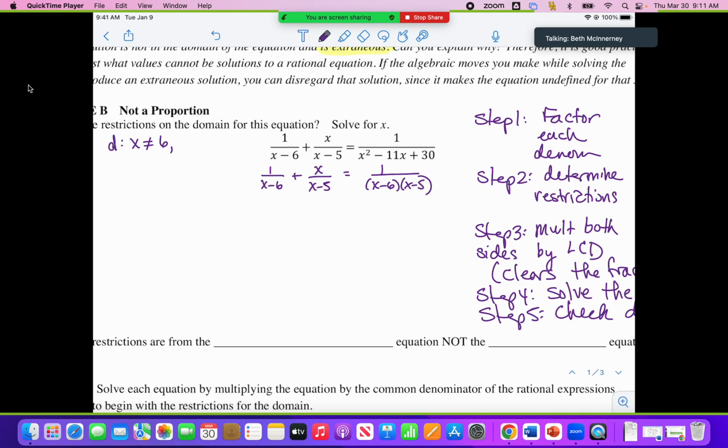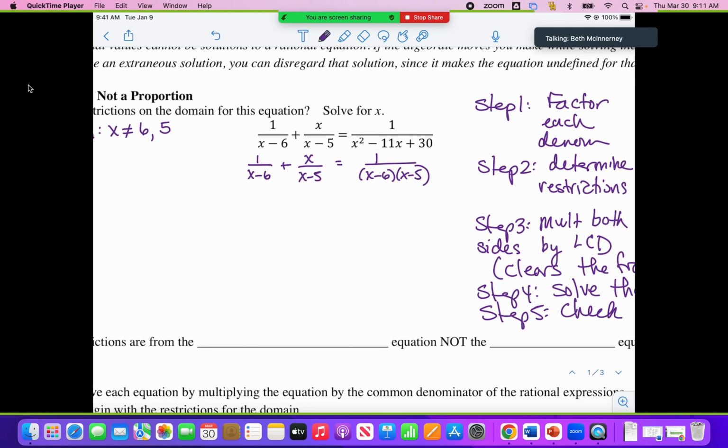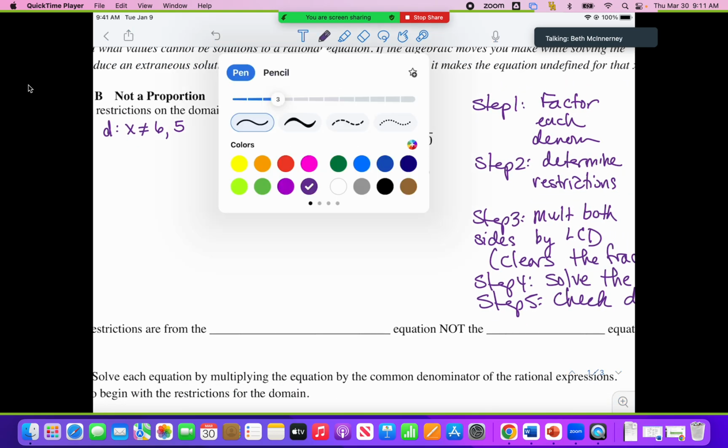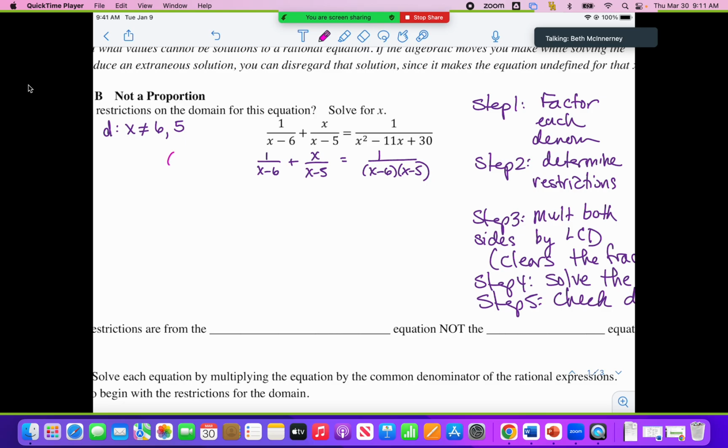All right, then Liam, what's the other x value I cannot have? 5. And then Hannah, where did Liam get the 5 from? The x minus 5. All right, good job. So here we go. So now I do this next part mentally, but I'm going to write it out once.